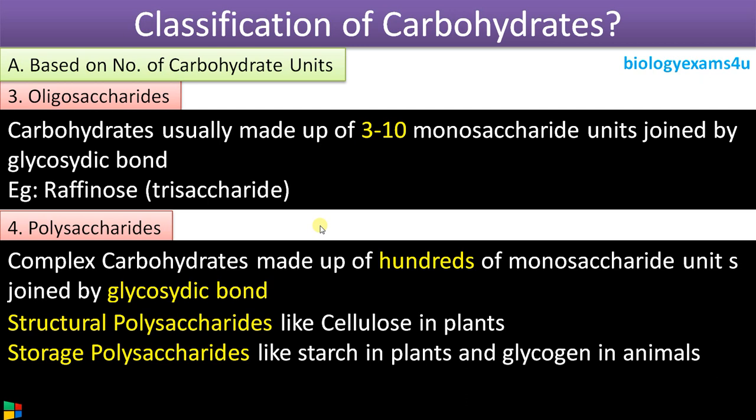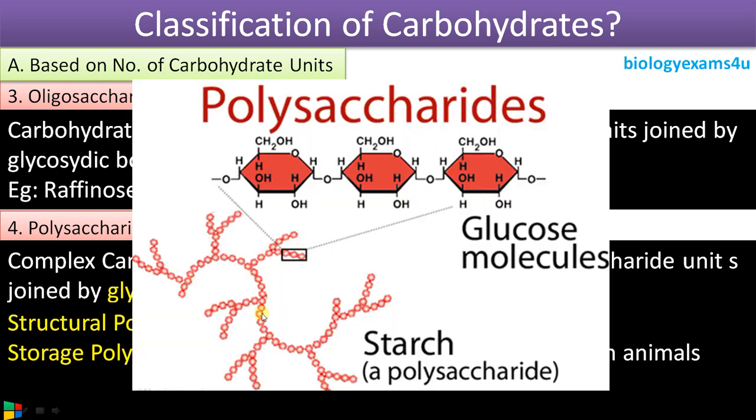There are 2 types basically, structural polysaccharides and storage polysaccharides. Structural polysaccharides impart something to the structure of the organism, like cellulose, chitin, etc. Whereas storage polysaccharides are reserve food in organisms, like starch in plants, glycogen in animals, etc. All are polysaccharides made up of thousands of monosaccharide units joined by glycosidic bonds. So this is a polysaccharide. You can see hundreds of monosaccharide units, glucose units, joined by glycosidic bonds, and this is starch, a polysaccharide.